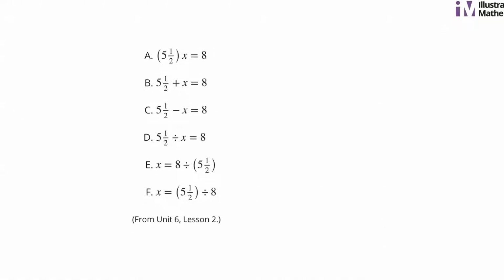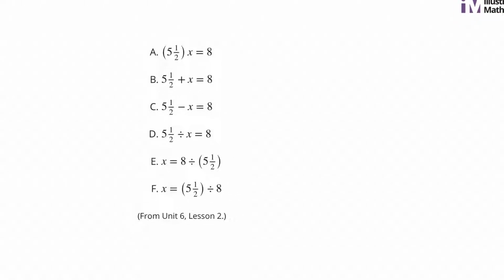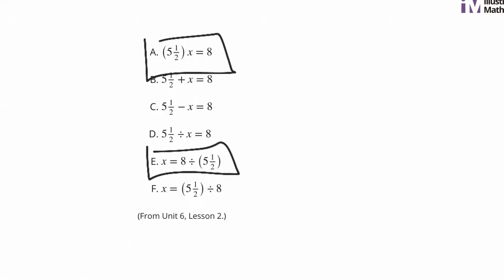Our answers are going to be A and E. If you take that 5.5 and multiply by X, that's the minutes to each lap, that is going to be 8 minutes. Or if you take the 8 minutes and divide by the 5.5 laps, that will tell you how long it took him to do each lap. All right, let's continue on.